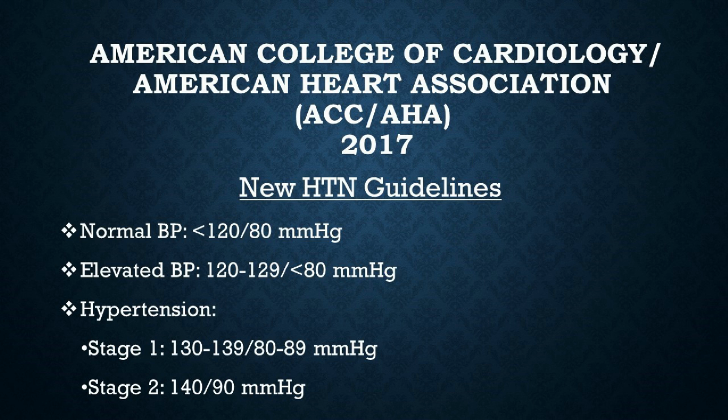Stage 1 is 130 to 139 over 80 to 89. And stage 2 is 140 over 90 and above. Also keep in mind that isolated systolic hypertension is defined as blood pressure more than 130 over less than 80, and isolated diastolic hypertension is defined as blood pressure less than 130 over 80 or more. And patients with a blood pressure more than 130 over 80 are considered to have mixed systolic diastolic hypertension.